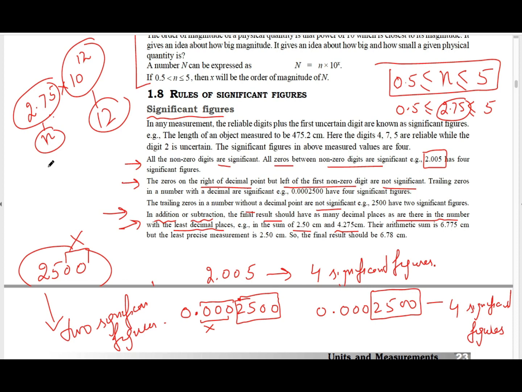If I do a sum of 2.50 plus 4.275, here the first term has 3 significant figures, the second term has 4 significant figures, and the result is 6.775. Now my answer should have the least number of significant figures, so 3 significant figures. Since I know that if the last digit is 5 or greater, then I can increase the previous digit by one. So my answer will be 6.78, which has 3 significant figures.